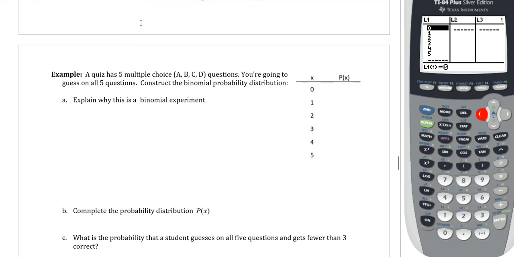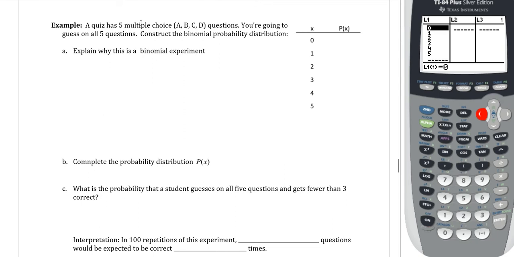All right, let's finally go through some examples so you can see some of this in action. We have 3 pages of examples here to help you through this because binomials can be a little bit complicated. So we have here, a quiz has 5 multiple choice questions, each of which has the possibilities A, B, C, or D. That means the probability of getting a question right is 1 out of 4, or 0.25. You're going to guess on all 5 questions, which is not the best. We've actually done an example before showing that. And we're going to construct the binomial probability distribution.